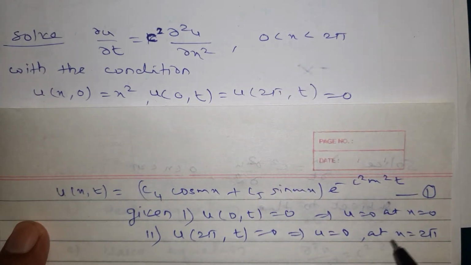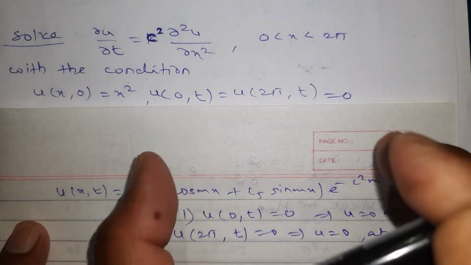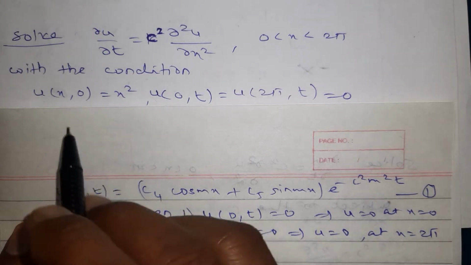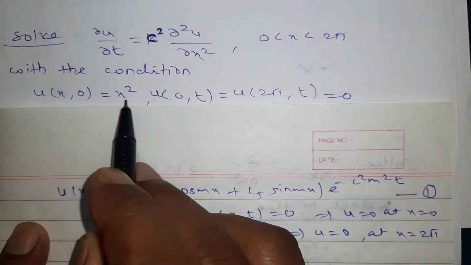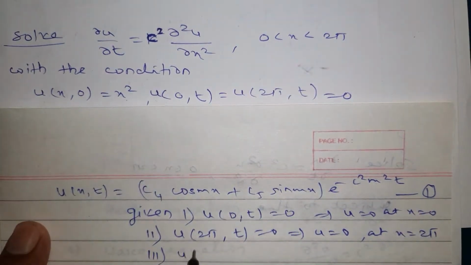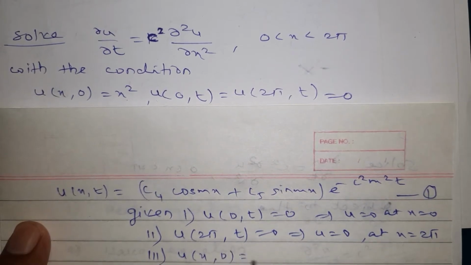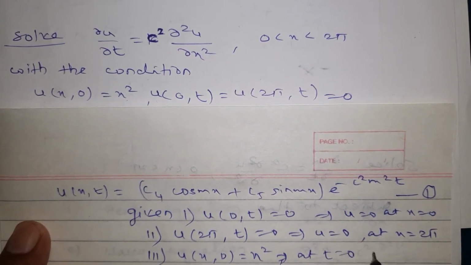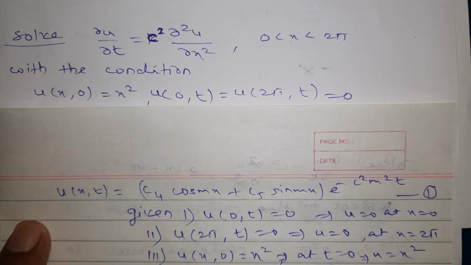So these are the boundary conditions, at the boundary, one is 0 and one is 2π. At the boundary the values are given. The third condition given here is u(x,0) = x². What does it indicate? This implies at t = 0, the value of u is x².